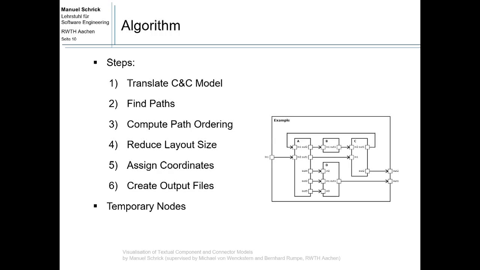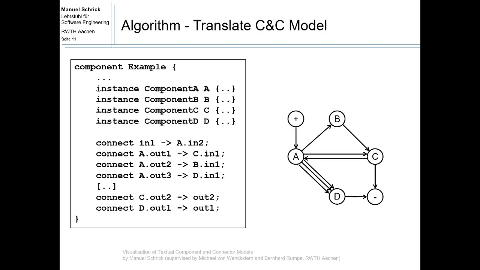in the final layout. So the first step was to extract the underlying graph out of the textual model, and we do this pretty straightforwardly by creating one node for each component that is in the model, and one edge for each connection in the model. The exception to this rule is the enclosing component, which gets two nodes assigned, one for all of the incoming ports and one for all of the outgoing ports.